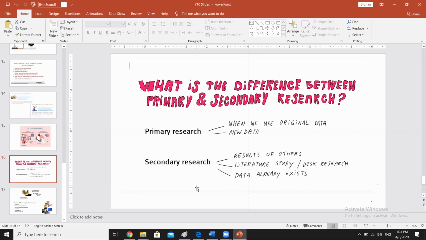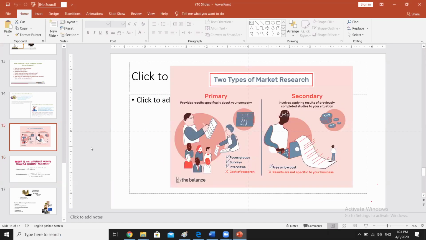Okay? Now, let me explain this important point that most students confuse. The difference is not that it's done by the business if it's primary, while the other one is done by other businesses if it's secondary. I could have secondary data that is collected by the business, but it's done in the past for different purposes.